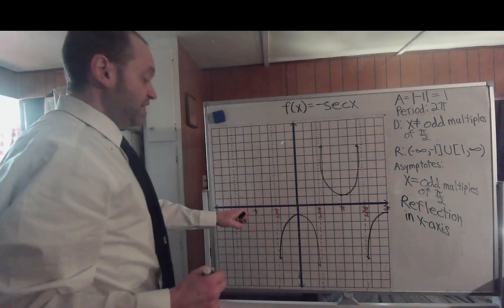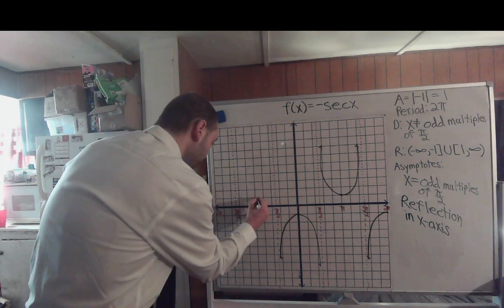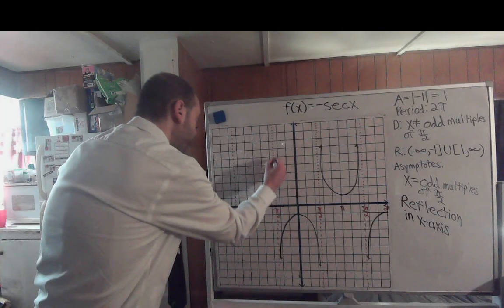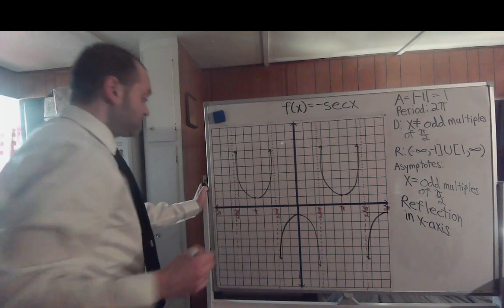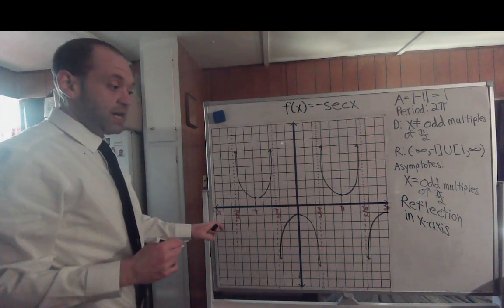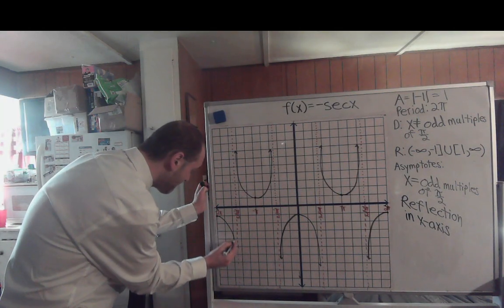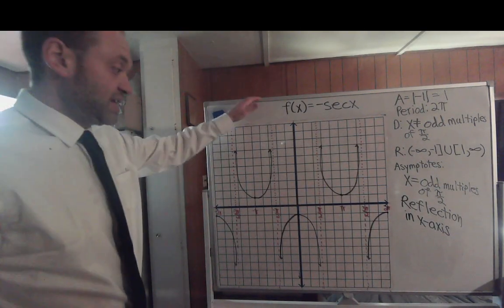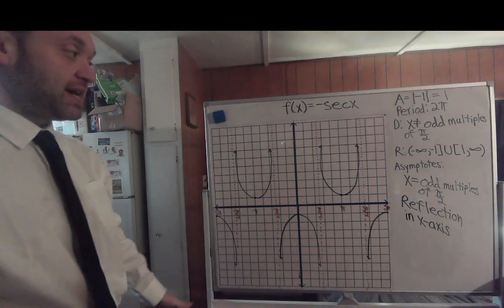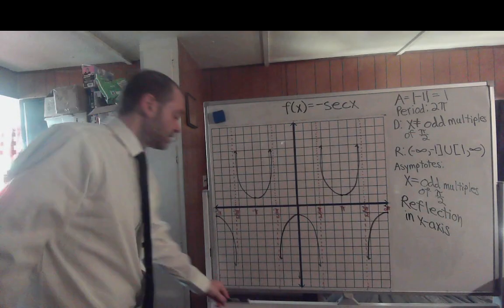Now secant at negative pi is normally negative 1, but you negate that, you'll get positive 1. And then the secant at negative 2 pi is normally 1. You negate that, you'll end up getting negative 1. So there is your graph of the secant of x reflected in the x-axis. Everything's flipped upside down from what it normally is.